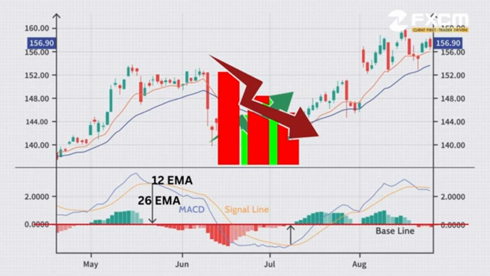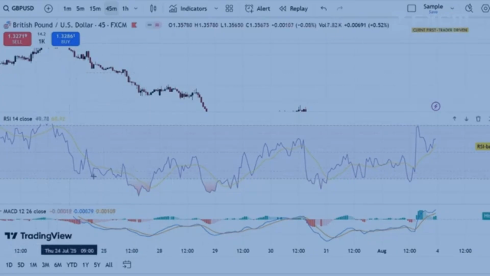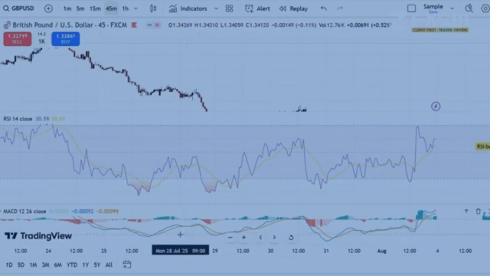Now here's where it gets interesting. Using RSI and MACD together filters out false signals and gives you more accurate trade entries. How the combo works. Confirm the trend. With MACD, wait for a bullish MACD crossover. MACD line crosses above signal line as a first step.